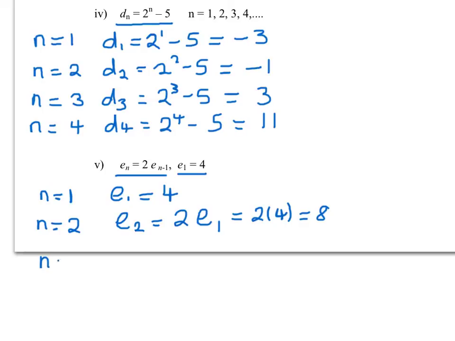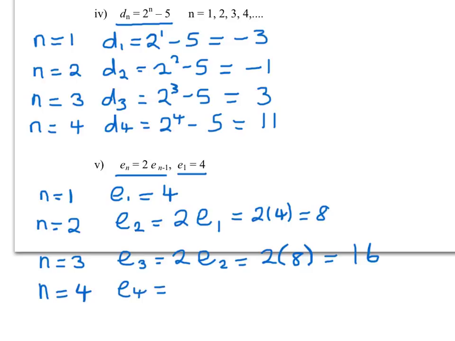The next one, n equal to 3. e3 is equal to twice e to the power of n minus 1. 3 minus 1 is 2, so it's twice 8, and twice 8 is equal to 16. And then the last one, n equal to 4. e4 is equal to twice e(n-1), 4 minus 1 is 3, so it's twice e3, so it's equal to twice 16, which is equal to 32.